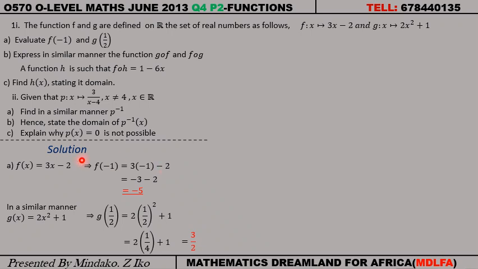But in our case, we were asked to evaluate f of negative 1 and g of half. So this is our f of negative 1, and this is our g of half. All right, so let's continue.